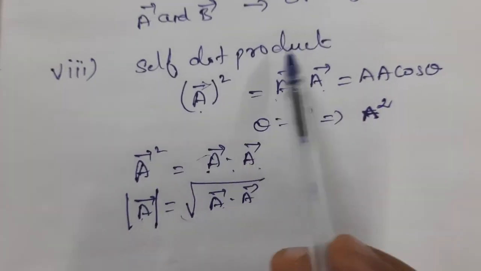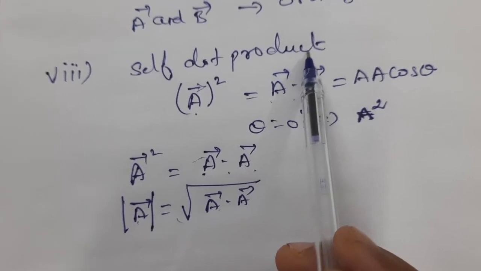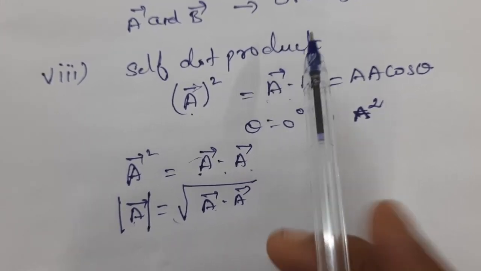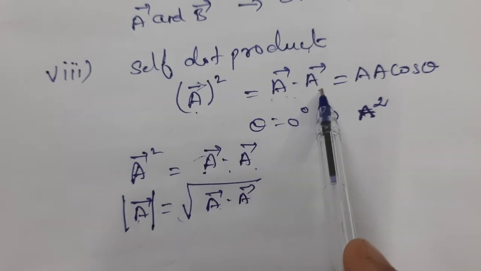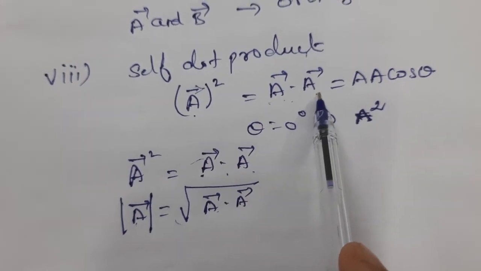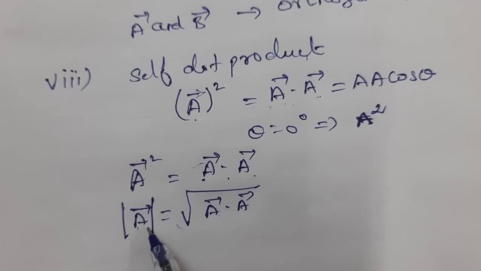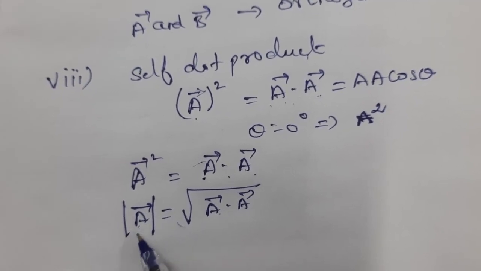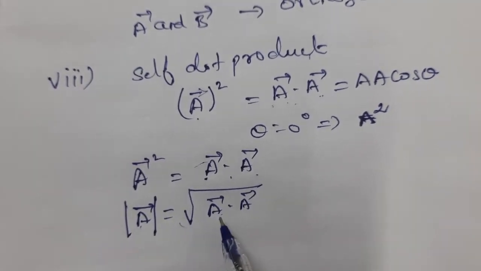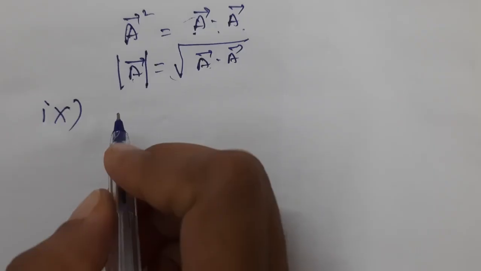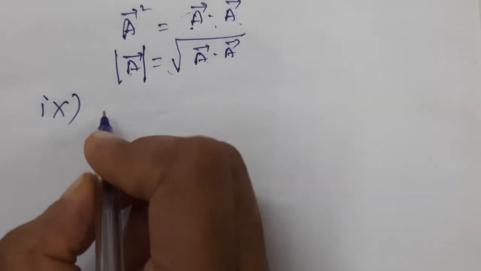Then self dot product. That is theta equal to 0 degree. So A vector square equal to A dot A. The magnitude of A vector is modulus A equal to root of A dot A. Next point.